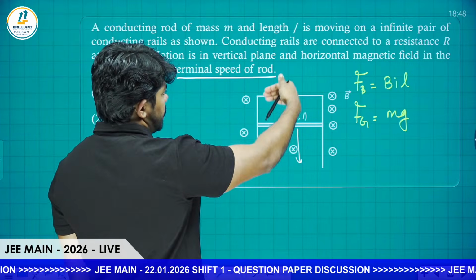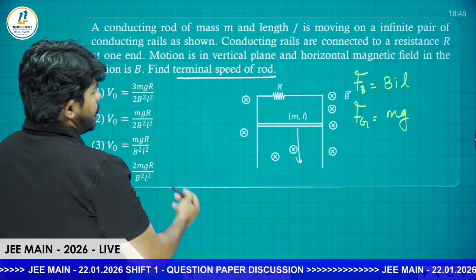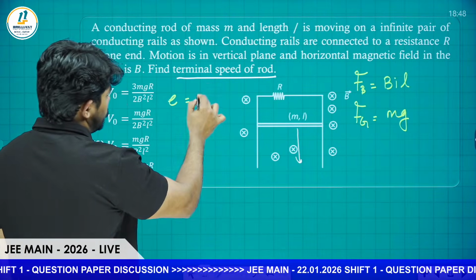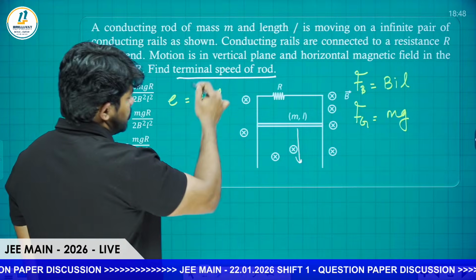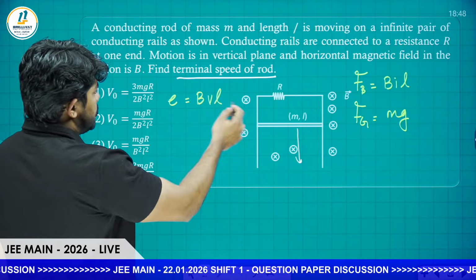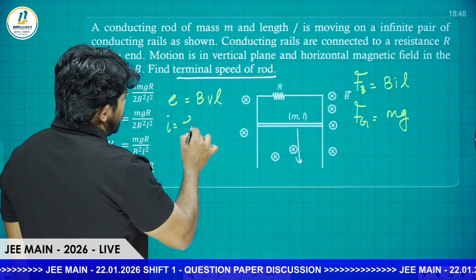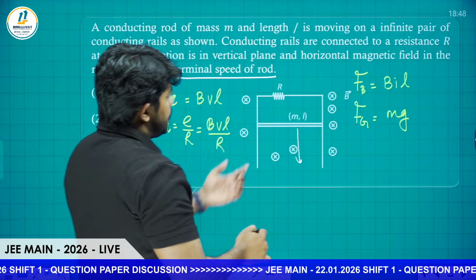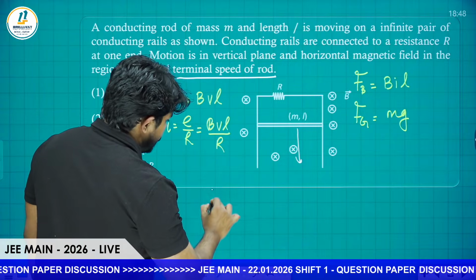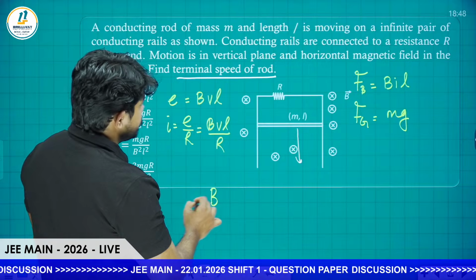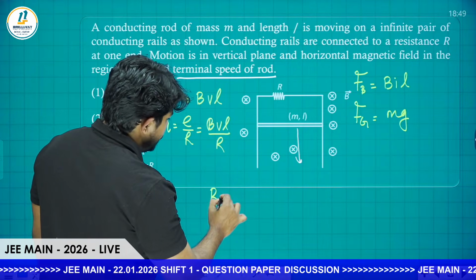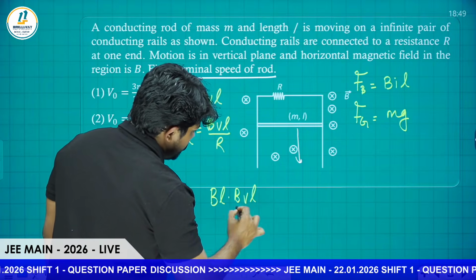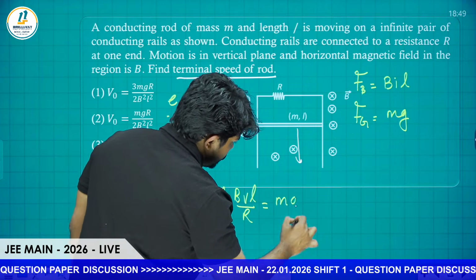But this rod is actually moving in a magnetic field, so I am going to take the induced EMF as BVL, which is the motional EMF, right? And resistance is also given. So I can write I = E/R = BVL/R. I am going to substitute here: instead of I, I am going to write BVL/R, so BL times BVL/R is equal to mg.